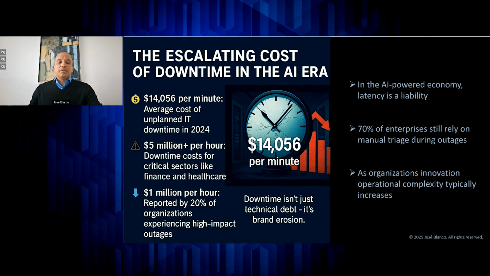Some organizations are looking at this from different angles. So some are saying, well, listen, if my infrastructure were to go down for a minute, we're talking about $14,000 per minute. The organizations, depending on the sector, especially in finance and healthcare, are talking about $5 million per hour. And again, the traditional way of looking at these ops, at looking at observability included, is changing.